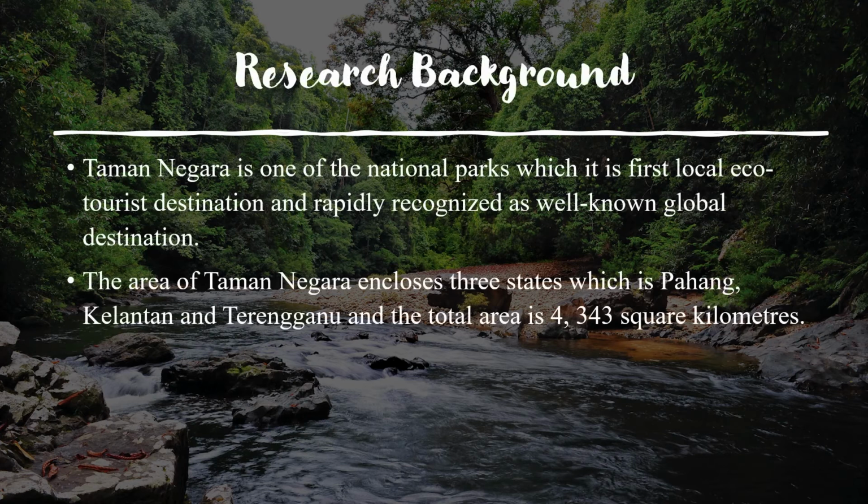So first of all, about the research background, Taman Negara is one of the national parks, which is the first local ecotourist destination and rapidly recognized as a well-known global destination. The area of Taman Negara encloses three states, which are Pahang, Kelantan, and Terengganu, and the total area is approximately 4,343 square kilometers.